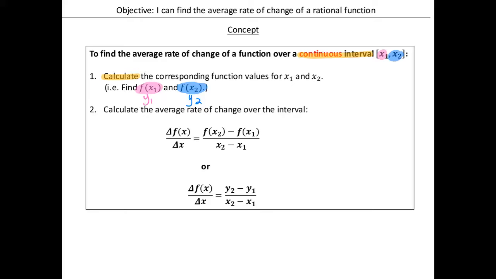Just know that it means the same thing. So after you find y1 and y2, you're going to calculate the average rate of change by plugging it into the formula. I'll be sticking to the bottom one with the y's instead of the f of x's, just so that you guys don't get confused with the f of x's.